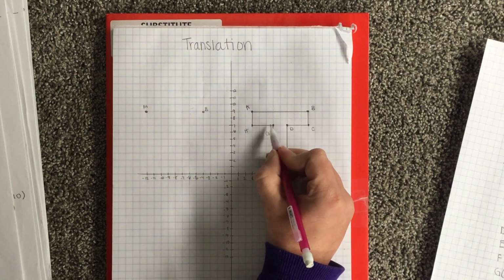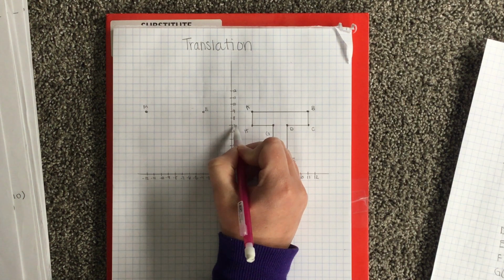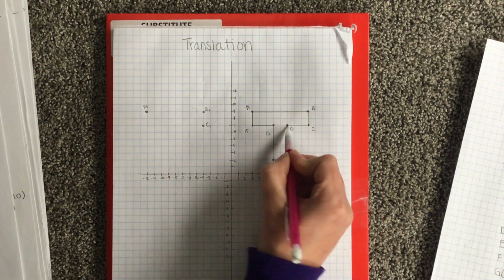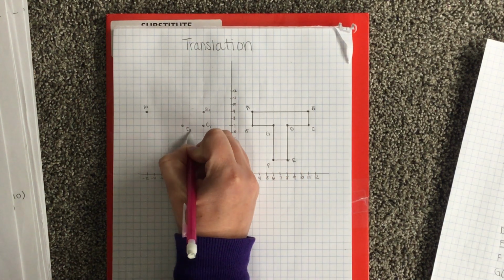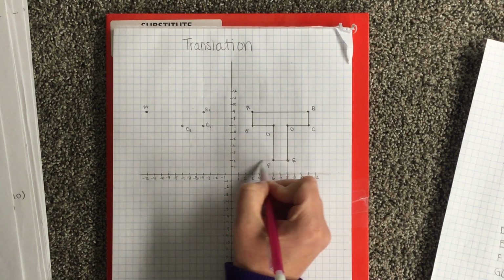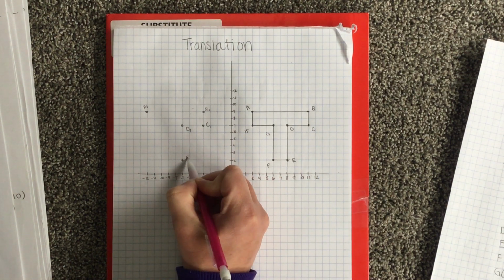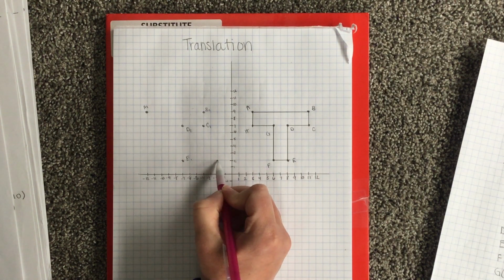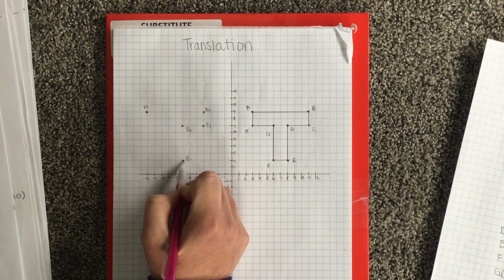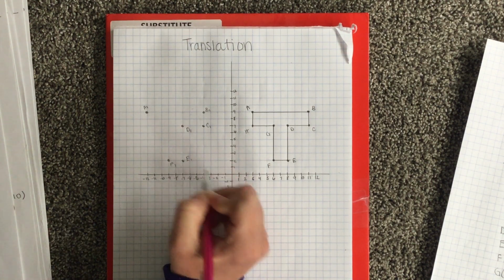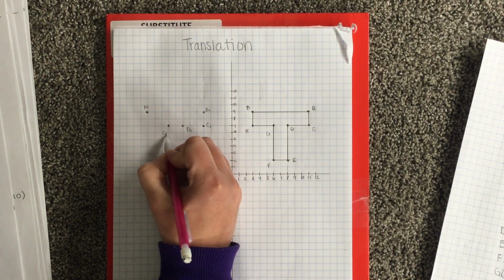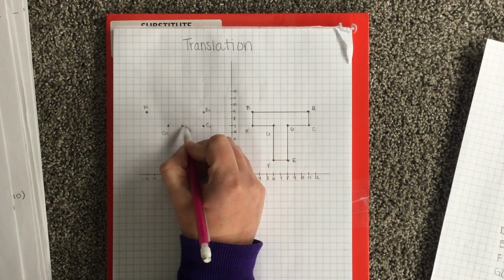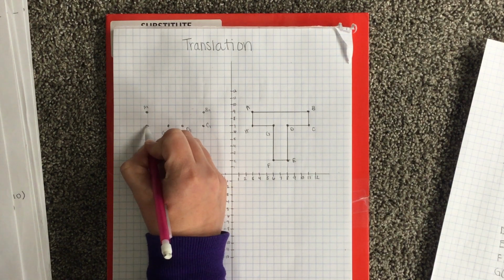1, 2, 3, 4, 5, 6, 7, 8, 9, 10, 11, 12, 13, 14, 15. These are prime, C prime. D is going to move 15 units. E is going to move 15 units. Let's make sure. 1, 2, 3, 4, 5, 6, 7, 8, 9, 10, 11, 12, 13, 14, 15. F prime. You can kind of see where the figure is going to lay out. Let's just make sure. 1, 2, 3, 4, 5, 6, 7, 8, 9, 10, 11, 12, 13, 14, 15.